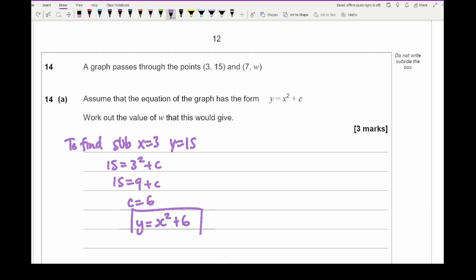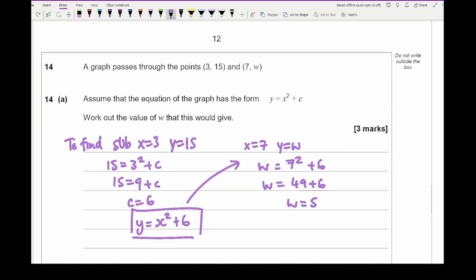Now from this equation, we can work out what w is going to be. So we can substitute x equals 7, y equals w into the equation. We end up with w equals 7 squared plus 6. So w is going to equal 49 plus 6. So w equals 55.